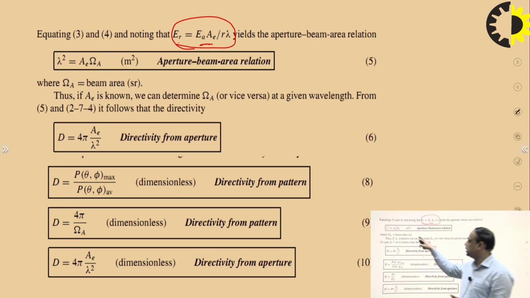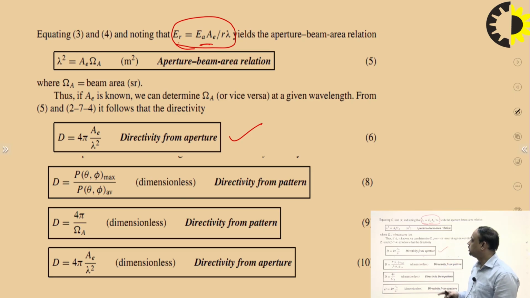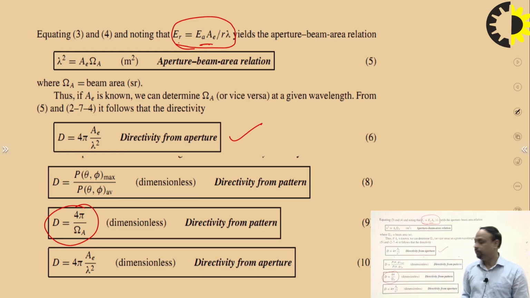Now from this formula we can also derive the directivity. Directivity is nothing but 4 pi AE by lambda square. So if we put in this value of AE, that is lambda square by ohm A, we find that D is equal to 4 pi divided by beam area. This is the actual definition of the directivity, that is, the field radiated over the complete 4 pi angle divided by the beam area over which the field is actually radiated.